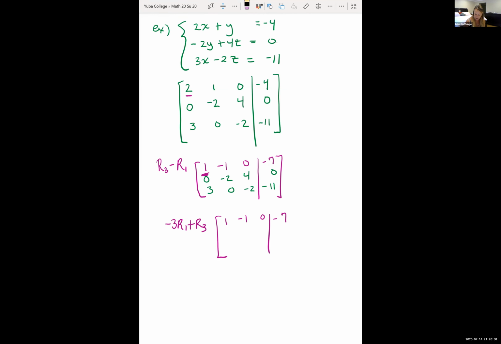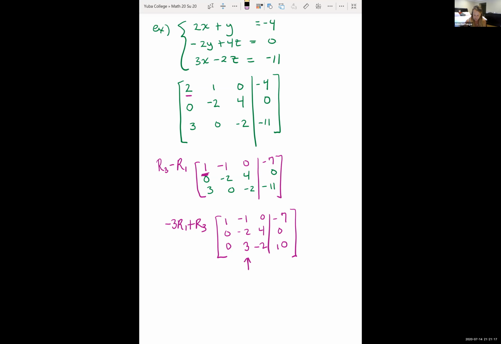So I'm only changing row 3. So -3 plus 3 is 0. -3 times -1 is 3 plus 0 is 3. -3 times this 0 is 0. Minus 2 is -2. -3 times -7, that's 21. 21 minus 11 is 10. Okay, so we're done with column 1, moving to column 2.